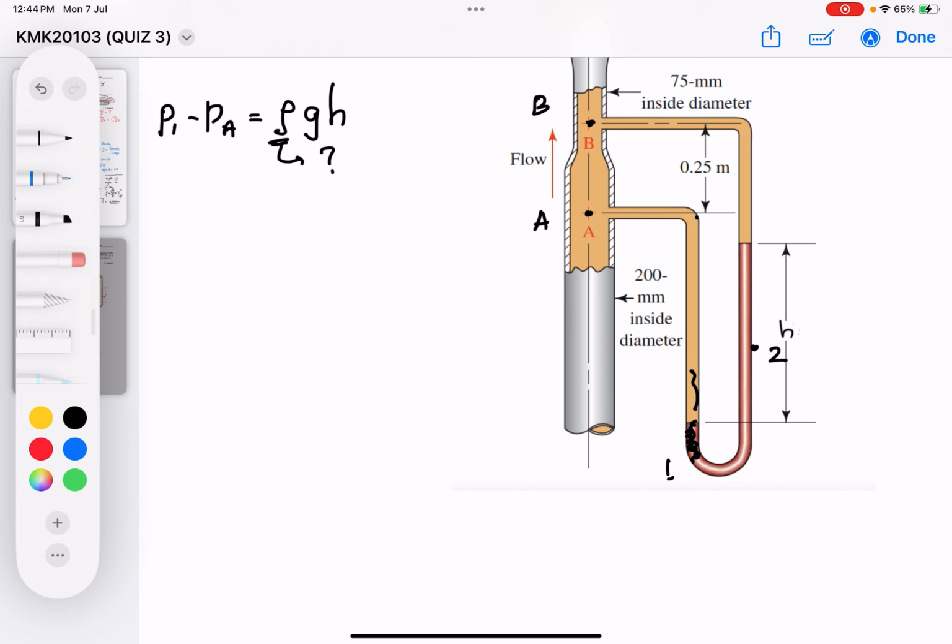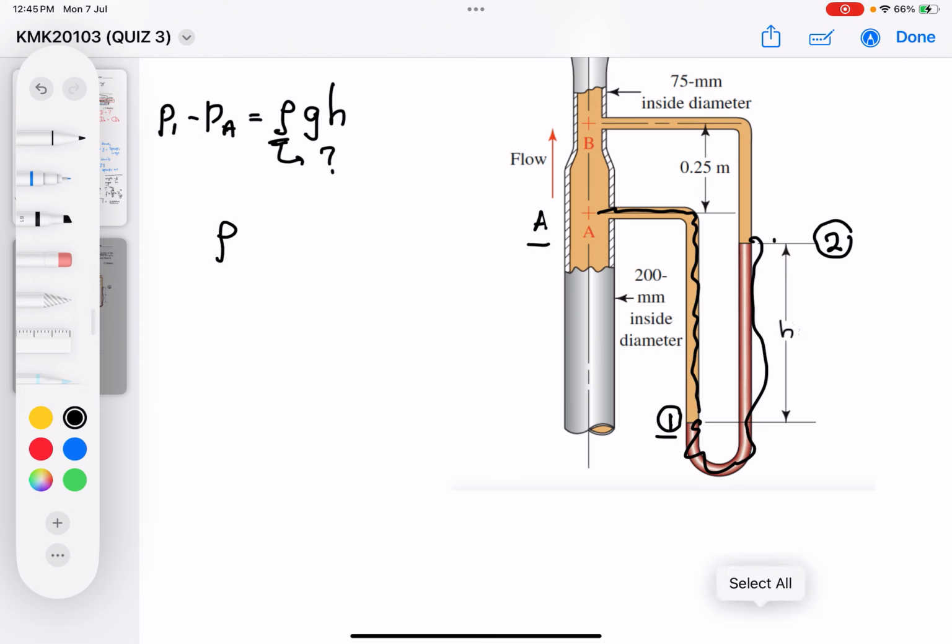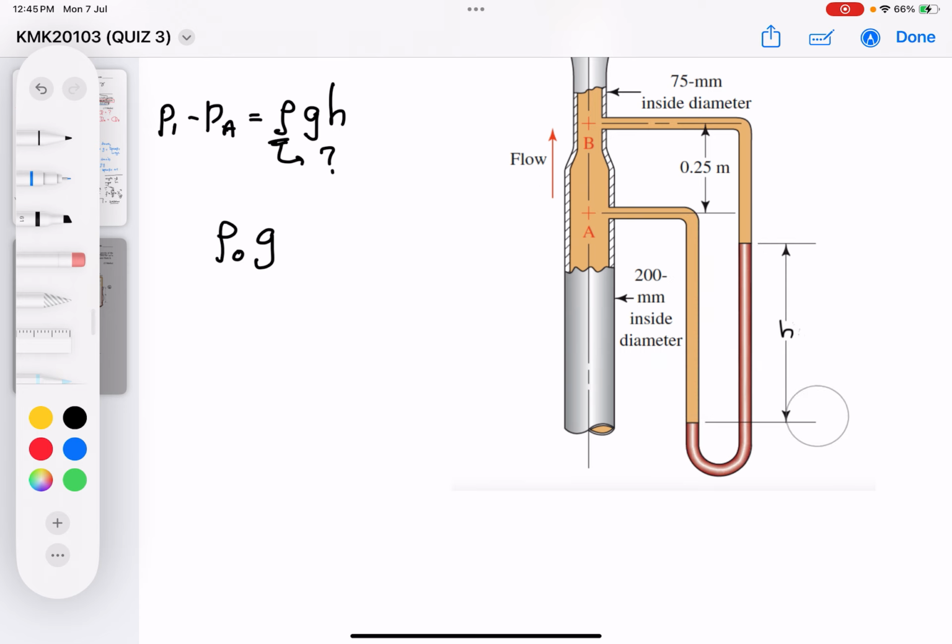That's why, to select the point, you have to make sure that the density is the same. For example, this one was filled with the oil up to this point, therefore I can name it here as point 1. From here up to this point, it was filled with the same fluid, mercury, so I can name it here as point number 2. So to calculate the pressure difference between point 1 and point A, I can use rho of the oil multiplied by g, and then I need to calculate the height difference between point A and point 1.